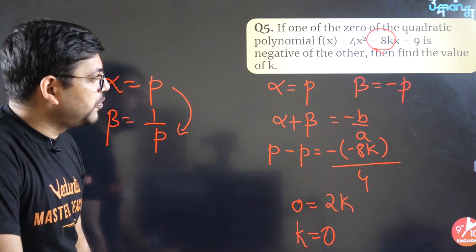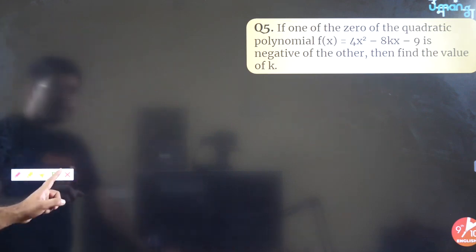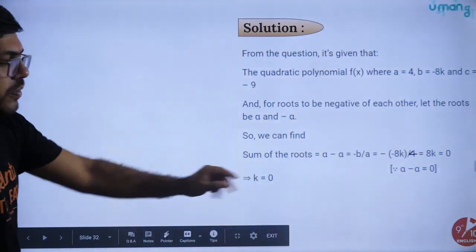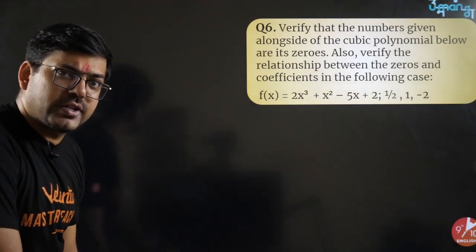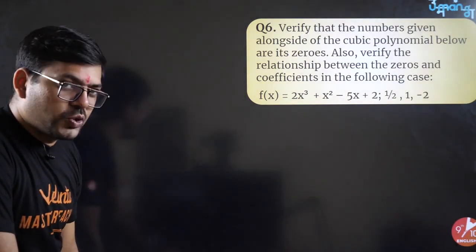Okay, let's move on. If you have understood this, k is equal to 0 here. So k equals 0, we got the answer. Okay, let's get into the next question. If questions are easy, why not solve them fast?